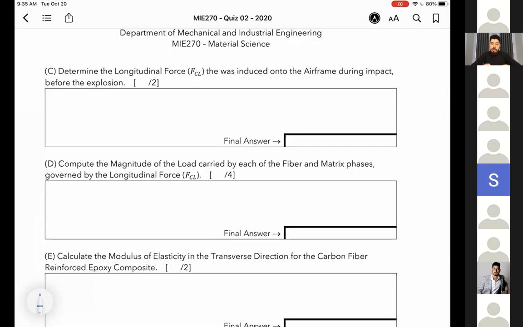Not linear. So the problem said what? The force caused a totally elastic deformation. Yes, elastic. So we can't use the equation you just said because why? Look at what you wrote. You wrote sigma CL. What is sigma CL?